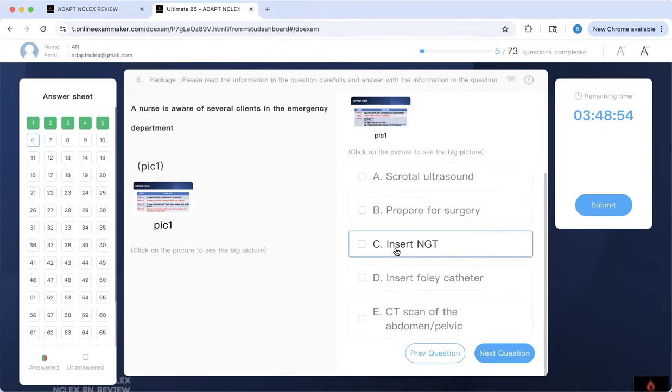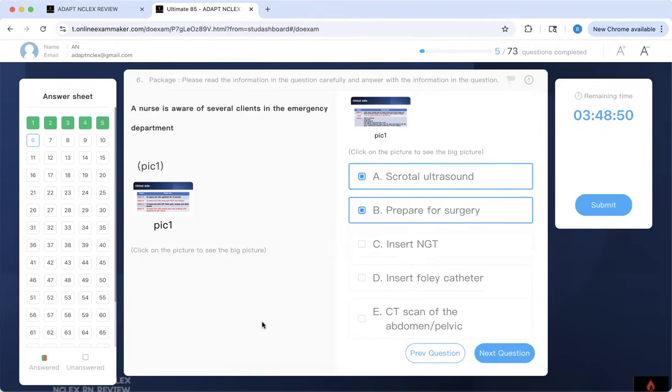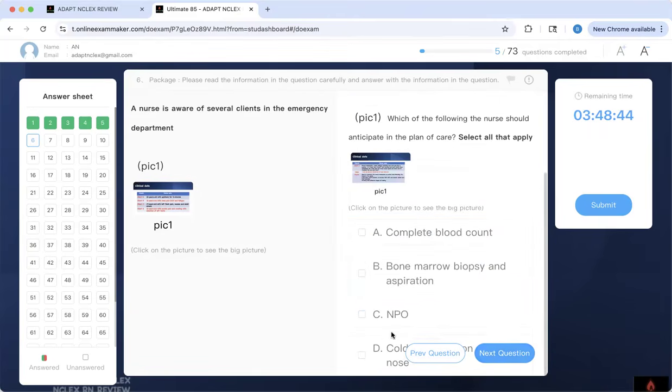Most testicular torsion will need surgery. How do you diagnose it? Ultrasound. CT scan is not needed. You don't need to insert a Foley. So A and B are the right answers.